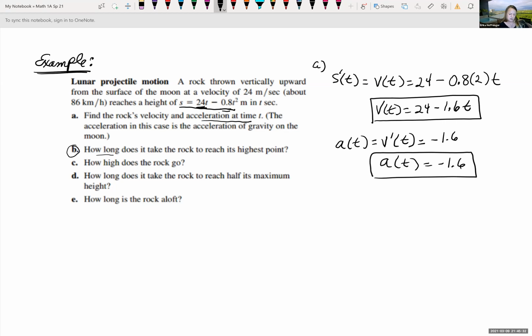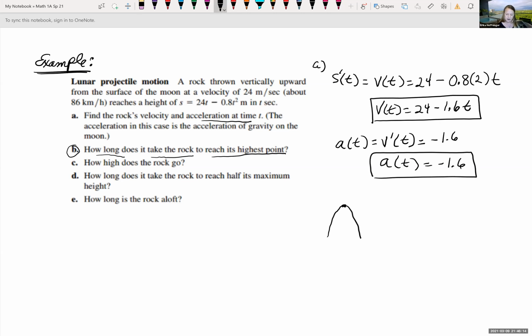Part B, how long does it take the rock to reach the highest point? Well, if you look at our function, it's a quadratic. So I know that's a parabola, right? I'm throwing the rock up. It's going to hit some position and it's going to come down. And I know that my coefficient, the number in front of my t squared, tells us if the parabola is pointing up or downwards. And this is negative, which means my parabola faces down. If that was opposite, then I'd be a little bit worried, but it's not.